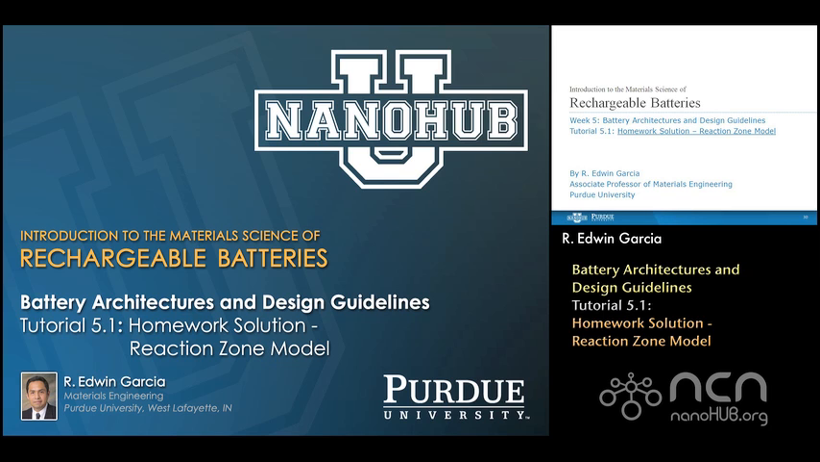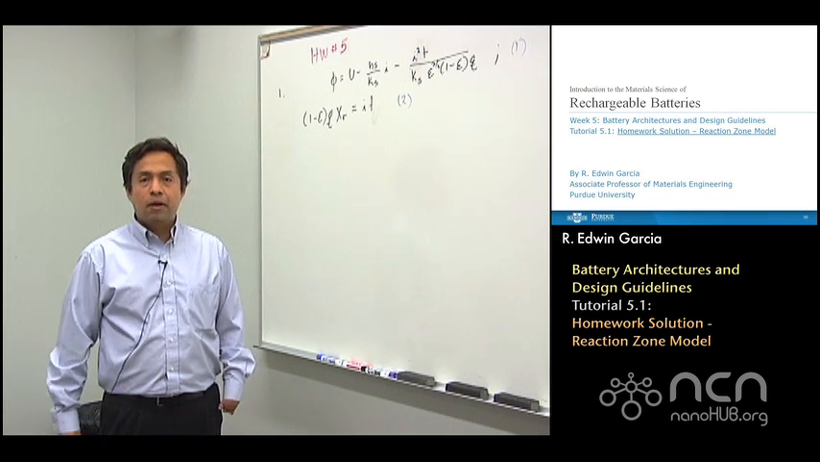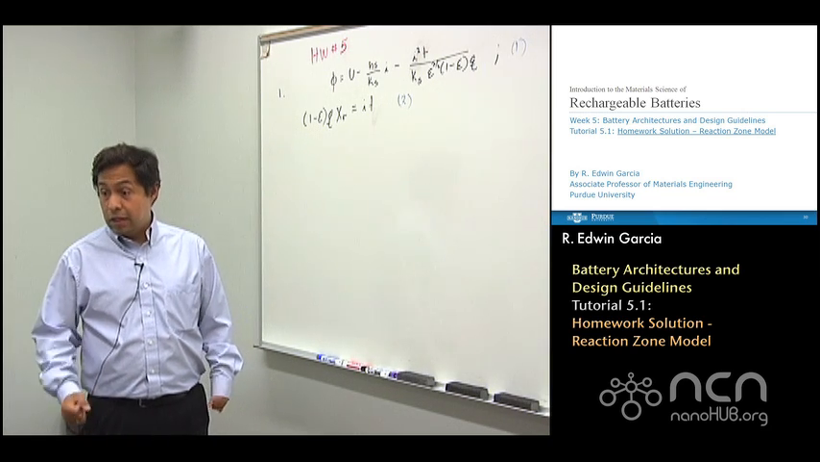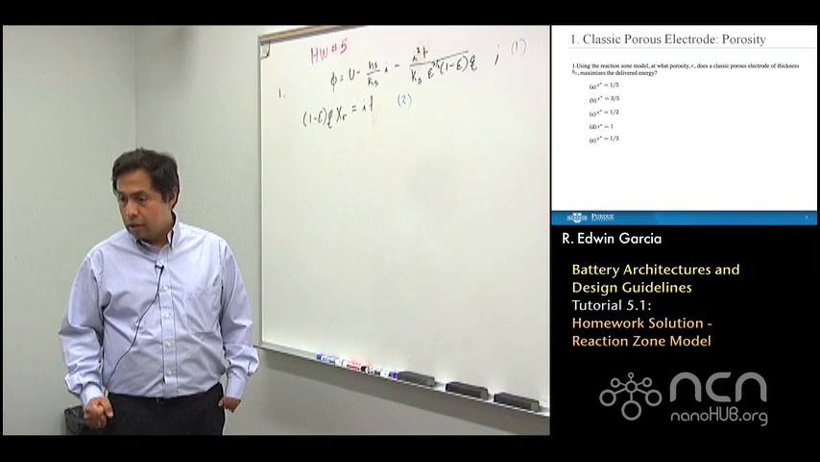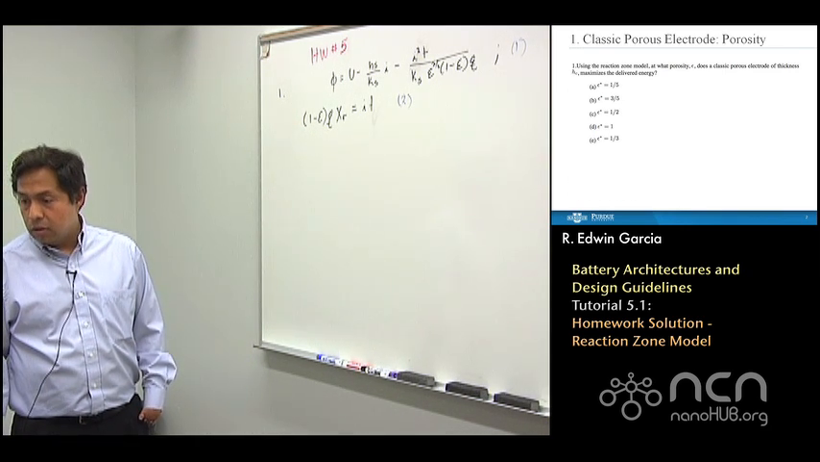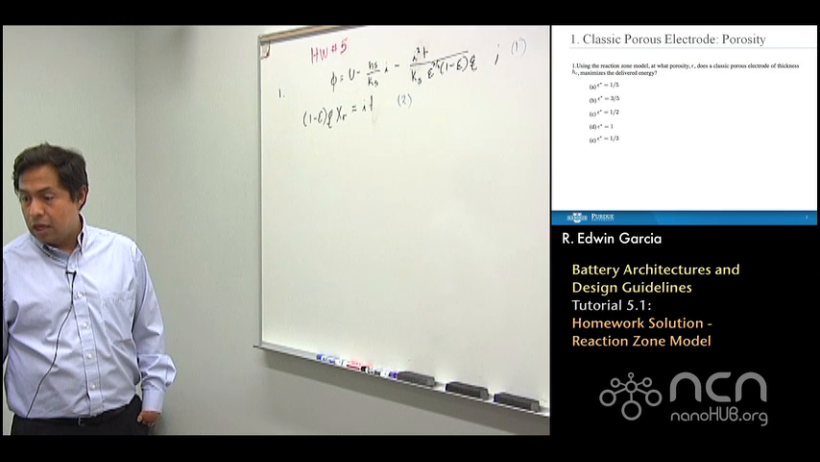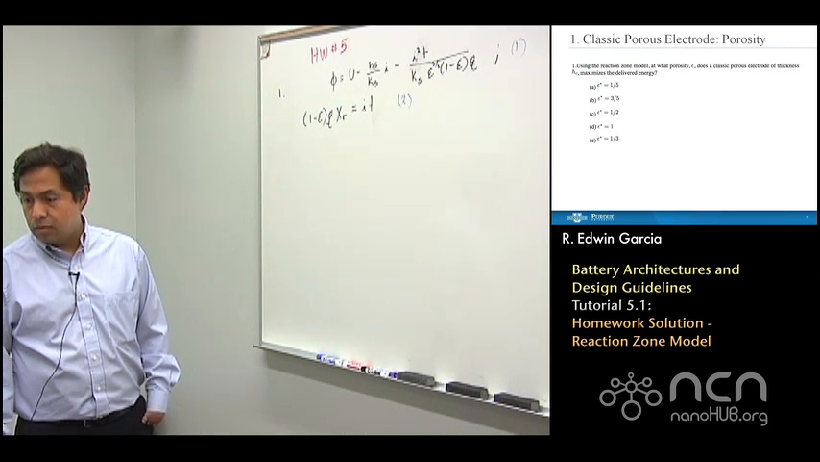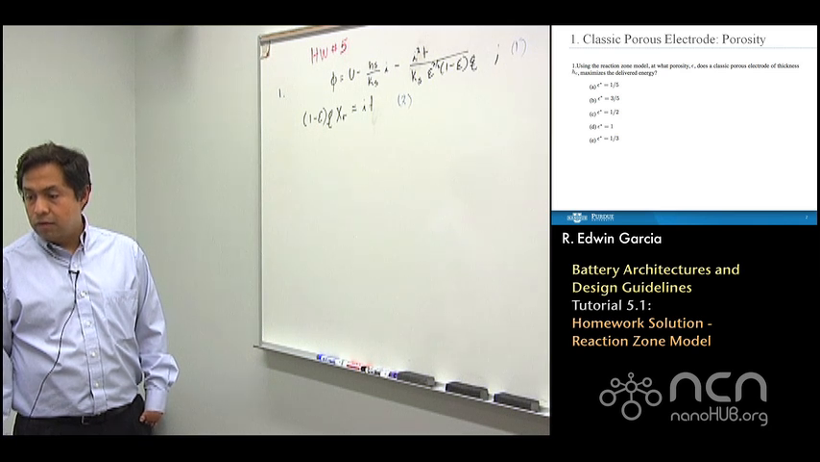nanoHUB-U online instruction. Okay, today we're going to talk about the homework associated to week 5, the last week. The first question is, using the reaction zone model, at what porosity epsilon does the classic porous electrode of thickness H sub C maximize the delivered energy?